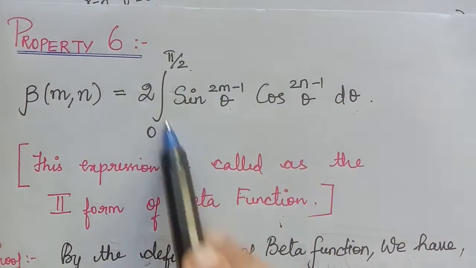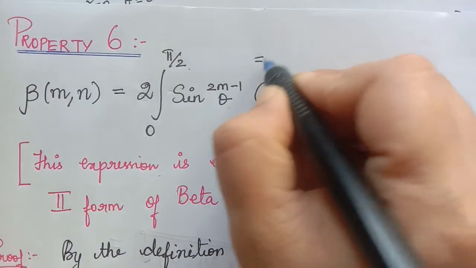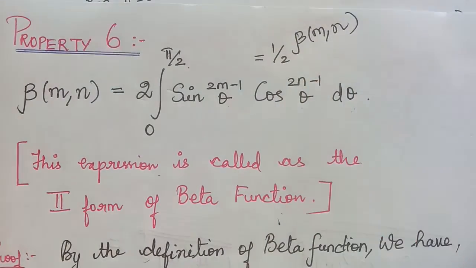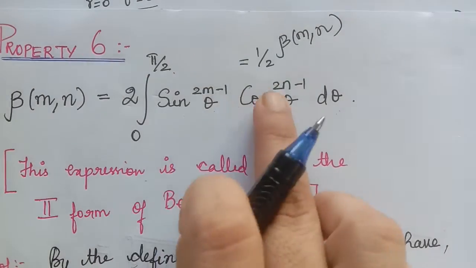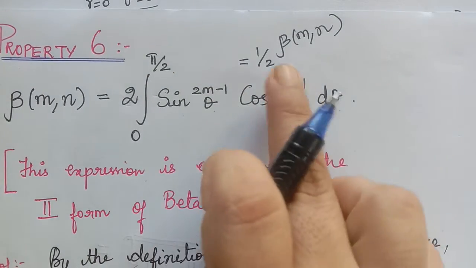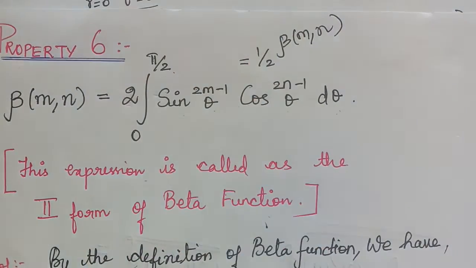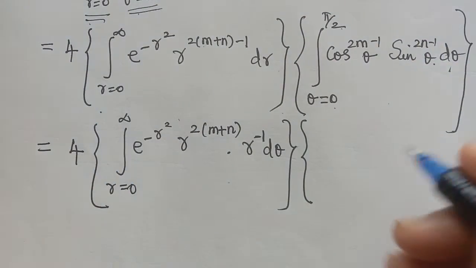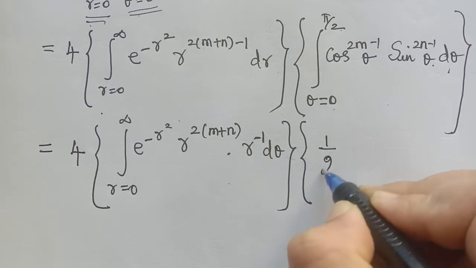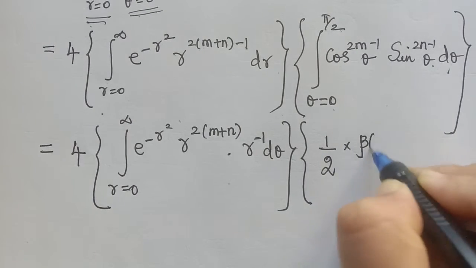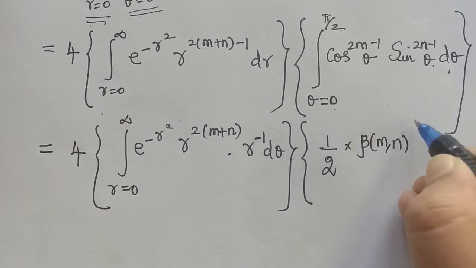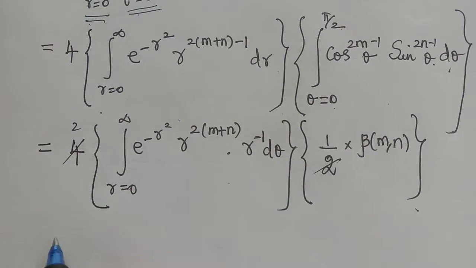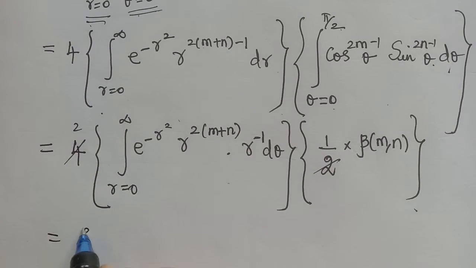So from this integral will be equal to 1 by 2 of beta of m comma n. Because beta m and n are parameters, here if it is changed also, it's not an issue. So we will be using 1 by 2 beta of m comma n instead of this integral. So this full integral will be changed as 1 by 2 of beta of m comma n. Now we can see that this 2 and this 4 gets cancelled. So it is twice.